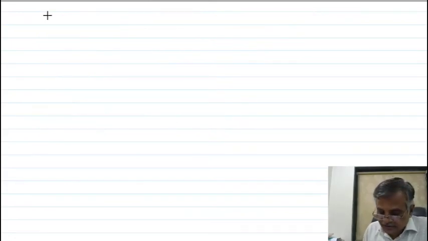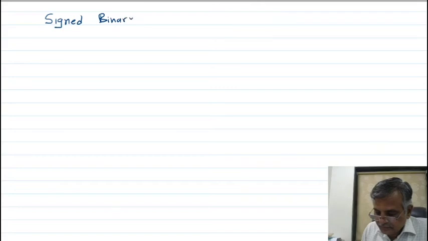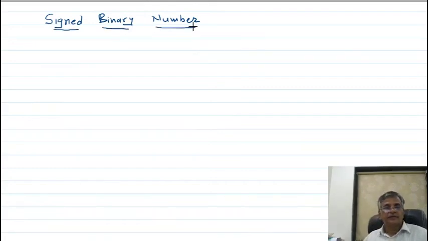Important topic I am discussing: signed binary numbers. The unsigned number is always positive. The number which does not have any plus or minus sign is known as an unsigned number, and it is always a positive number. In signed numbers, it is necessary to mention whether it is a positive or negative number.